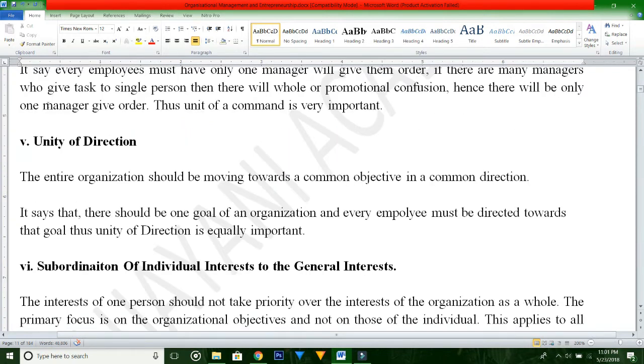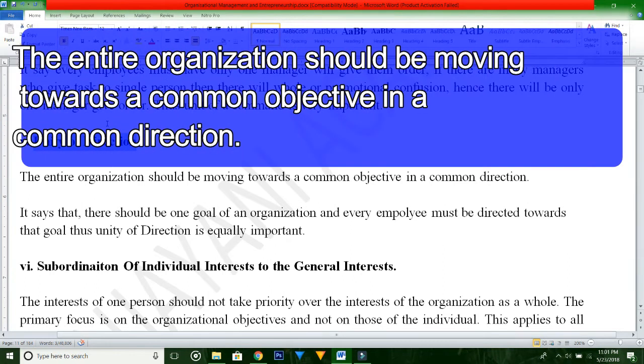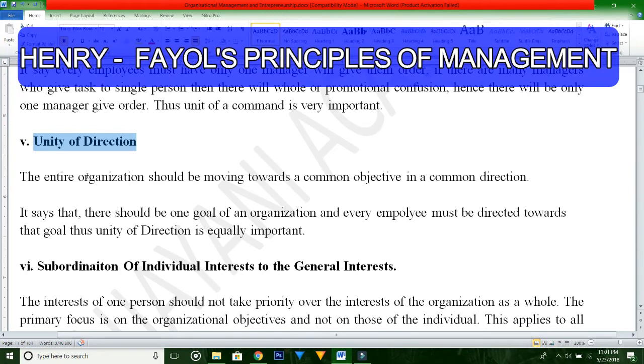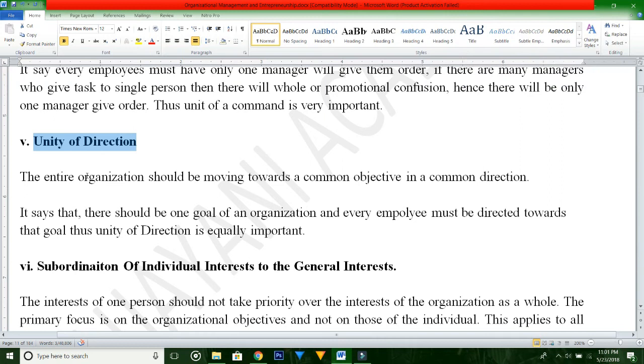Unity of direction. The entire organization should move towards a common objective in a common direction. It says that there should be one goal for an organization and every employee must be directed towards that goal. Thus, unity of direction is equally important.